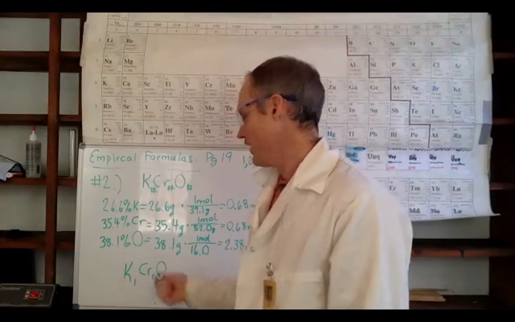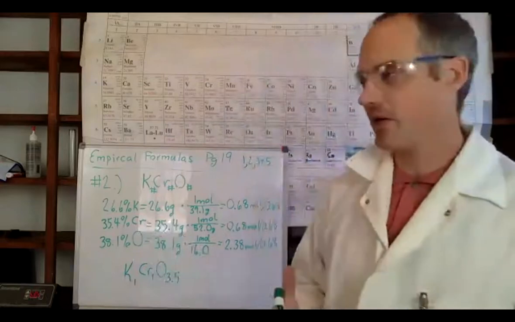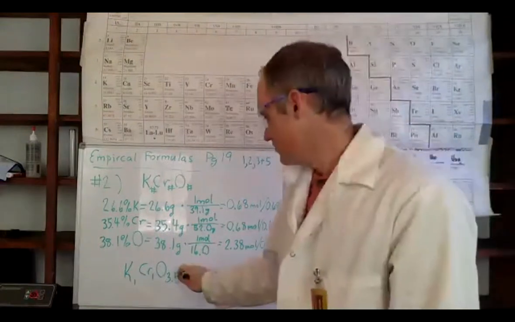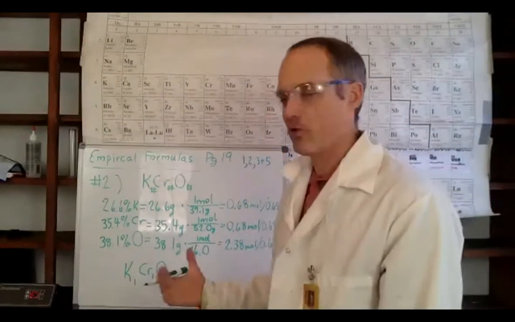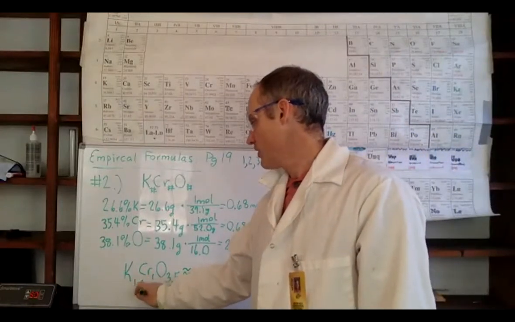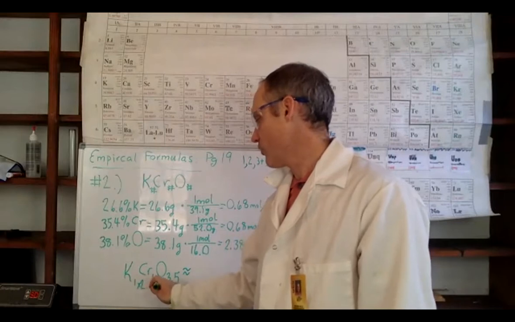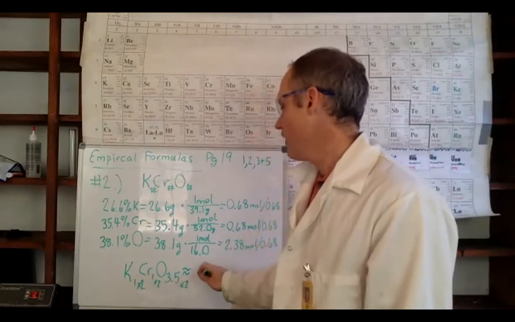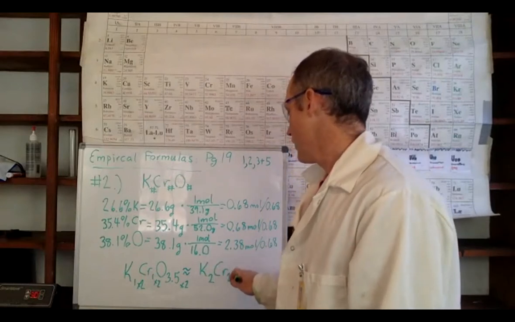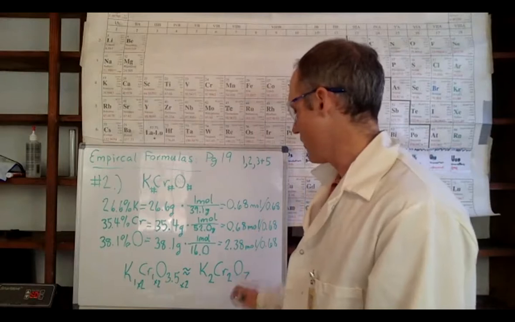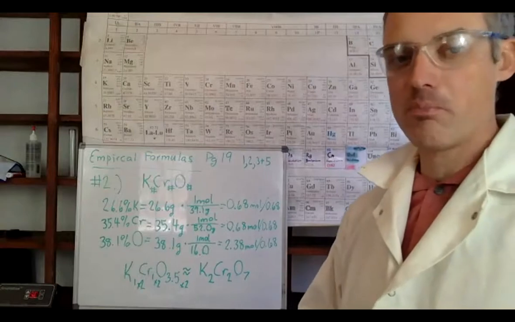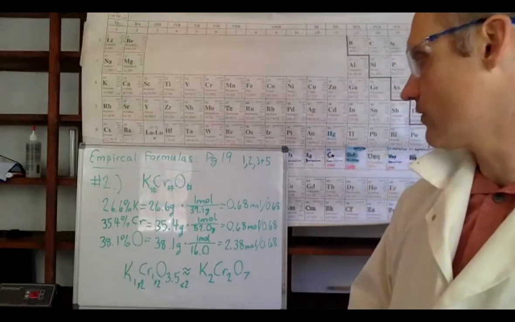K1Cr1O3.5. But we can't have a fraction in our formula. So what should the formula be? Multiply by 2. Yeah, you have to multiply them all by 2. Good. So you multiply the chromium by 2, the potassium by 2, chromium by 2, and oxygen by 2. And that gives us a new formula of K2Cr2O7. So that would be the empirical formula for that compound.